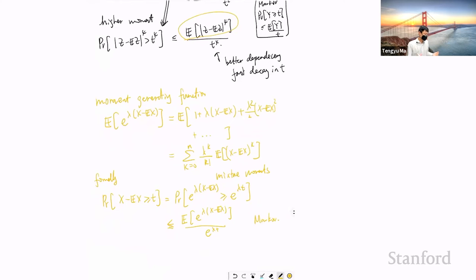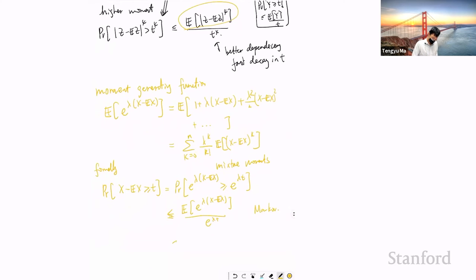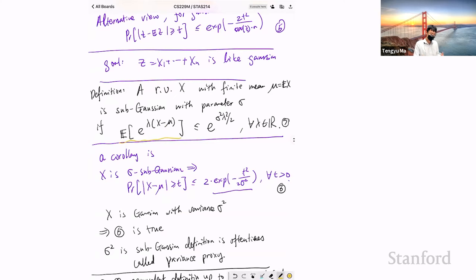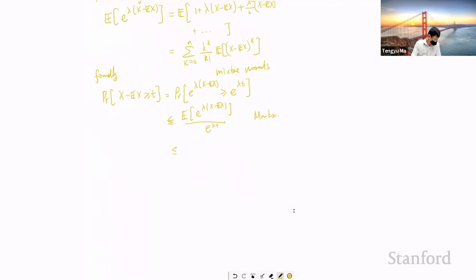And now you use the definition of sub-Gaussianity. I guess I need to review what the definition is, maybe you don't remember it. The definition of sub-Gaussianity is that the moment generating function is bounded by exponential of lambda square. That's the important thing, right? There's a lambda square in the exponent. It's exponential of some quadratic function of lambda. So let's apply that: you get e to the sigma square lambda square over 2 in the numerator, divided by e to the lambda t. So this is e to the sigma square lambda square over 2 minus lambda t.